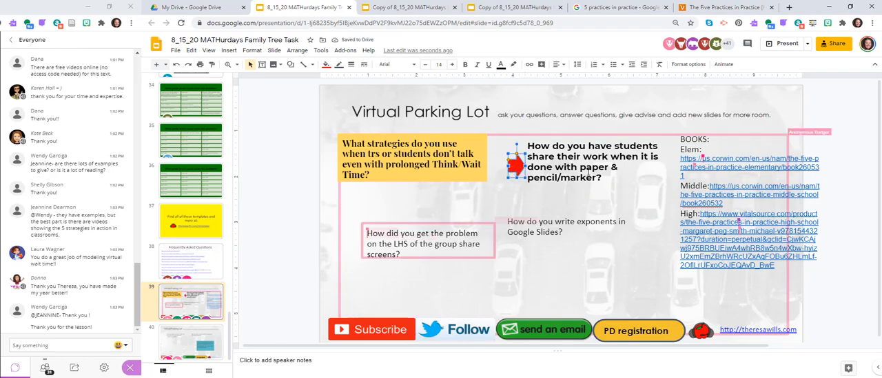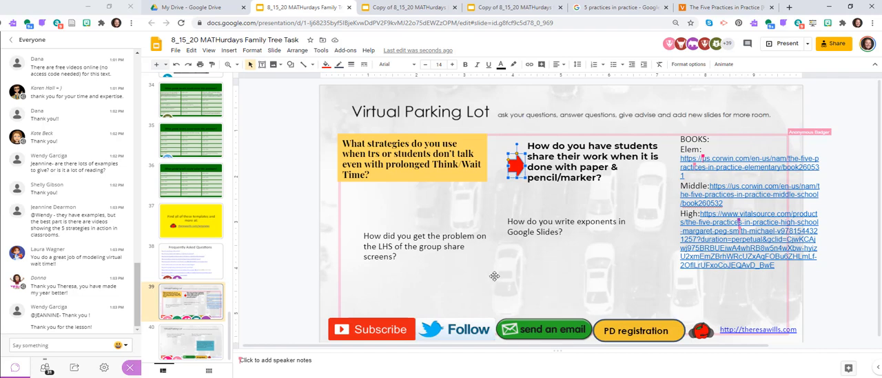How do you have students share their work when it's done with paper and pencil and marker? So one of the things I do at the very beginning, and I'm talking with little kids too, is teach them how to show their work on their camera, and then I'll do a Snagit or a snippet from my computer and put it up there. Or I teach them, if they happen to have multiple devices, so this is probably more for your older kiddos, that they can take a picture and upload it directly to the slides.